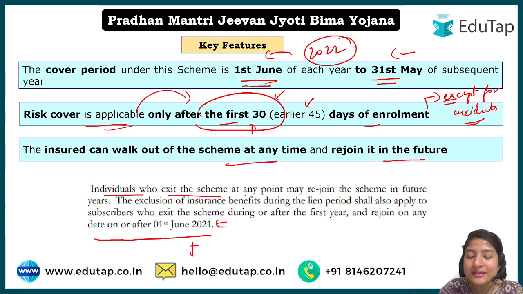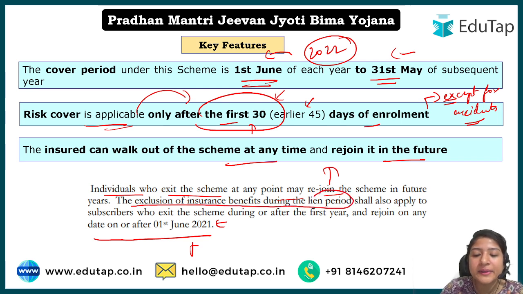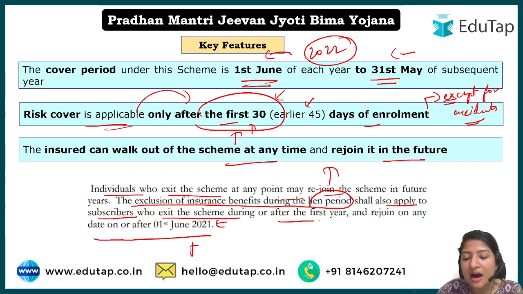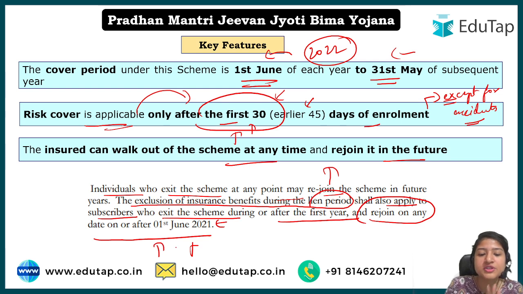Individuals who exit the scheme at any point may rejoin, this we already know. The exclusion of insurance benefit during the lean-in period, which is 30 days, is applicable for whom? It shall also apply to the subscribers, the beneficiaries under this scheme, who exit the scheme during or after the first year and rejoin on or after 1st June 2021.